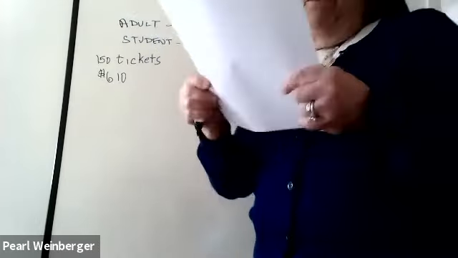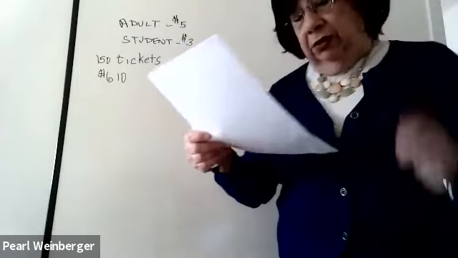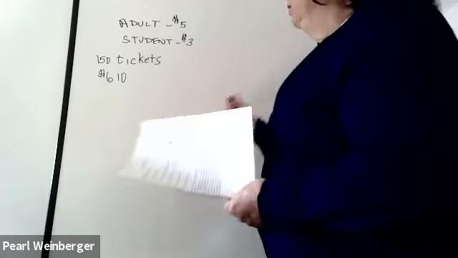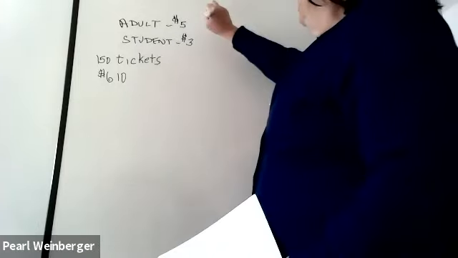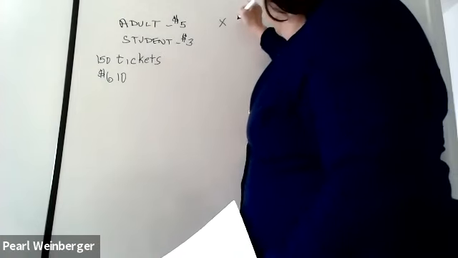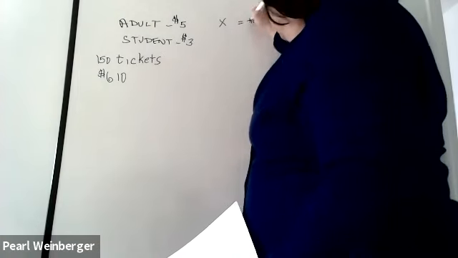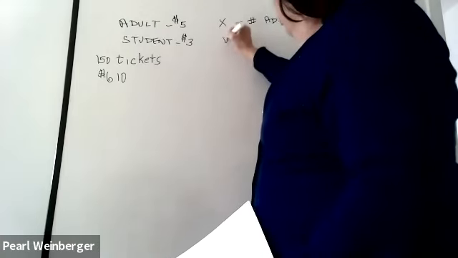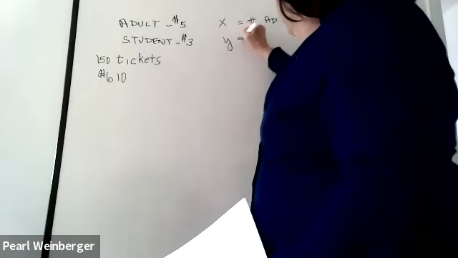How many, now here's what's important. We look at what the question asks. How many adult tickets and student tickets were sold? So now let's decide. Let's call X the number of adult tickets. And let's call Y the number of student tickets. Notice I'm not saying let Y be students.